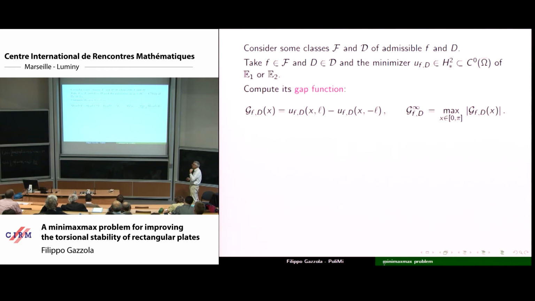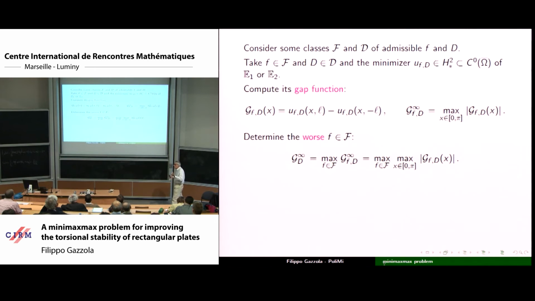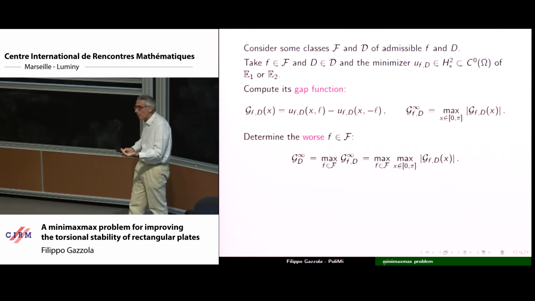Then we let f vary, and we seek the worst f. So we seek what is the worst situation for the plate, which undergoes the maximal gap, because it's where you get the maximal torsion. And hopefully you have to solve this problem here, and this could have a solution.